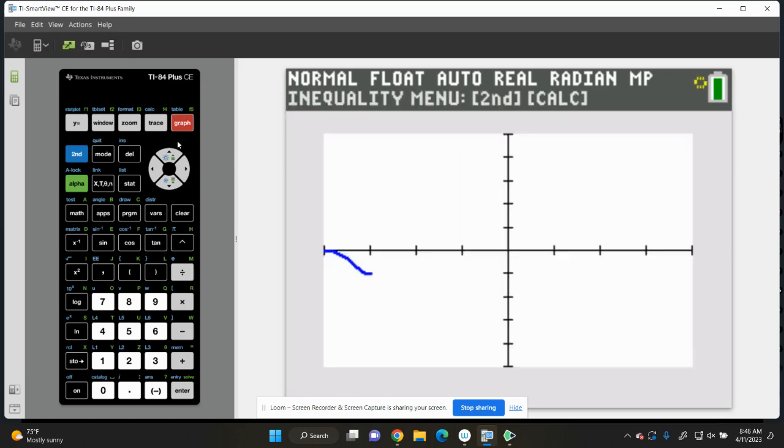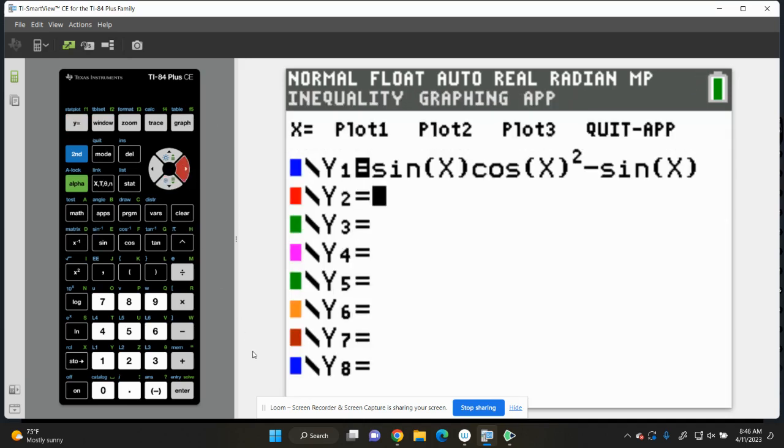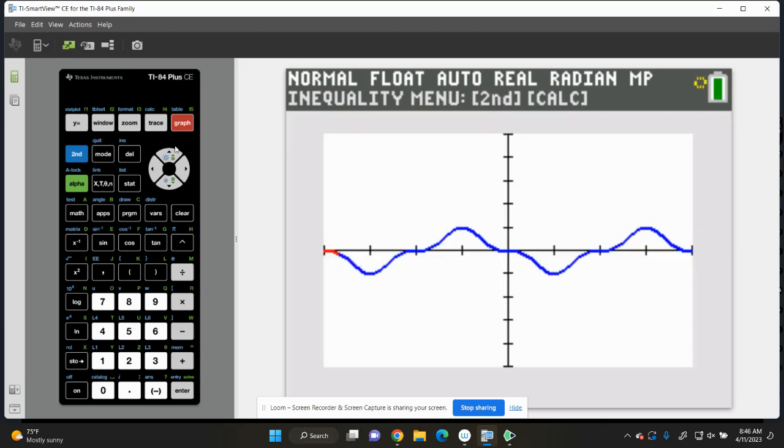So when I graph it, there's the function. What I want to do is see whether or not I simplified it correctly. So I'm going to put negative sine x cubed. If I simplified it correctly, these should be exactly the same graph because they're equivalent. And sure enough, they are. So that means we simplified it correctly.